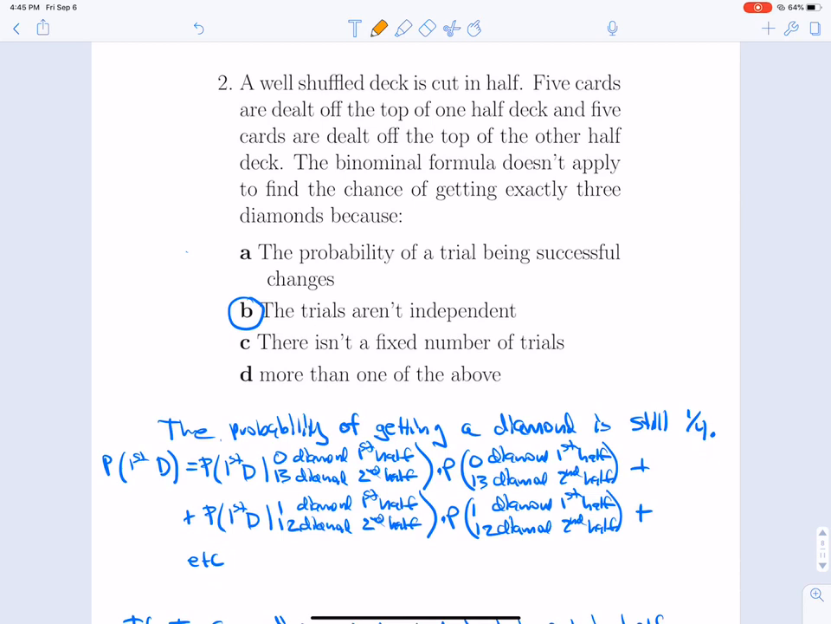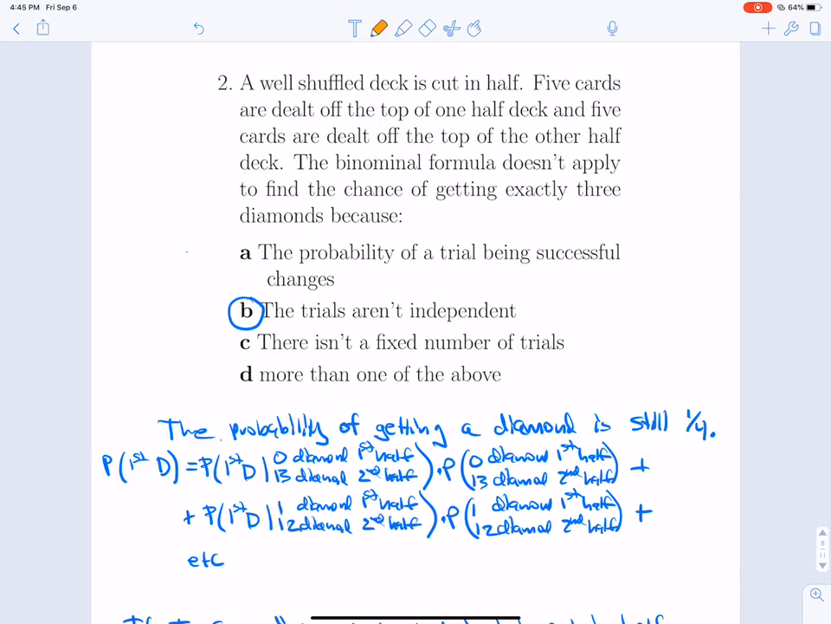Even more tricky, a well-shuffled deck is cut in half. 5 cards are dealt off the top of one half deck, and 5 cards are dealt off the top of the other half deck. The binomial formula doesn't apply to find the chance of getting exactly 3 diamonds because, again, the answer is B. The trials aren't independent, for the same reason as before.